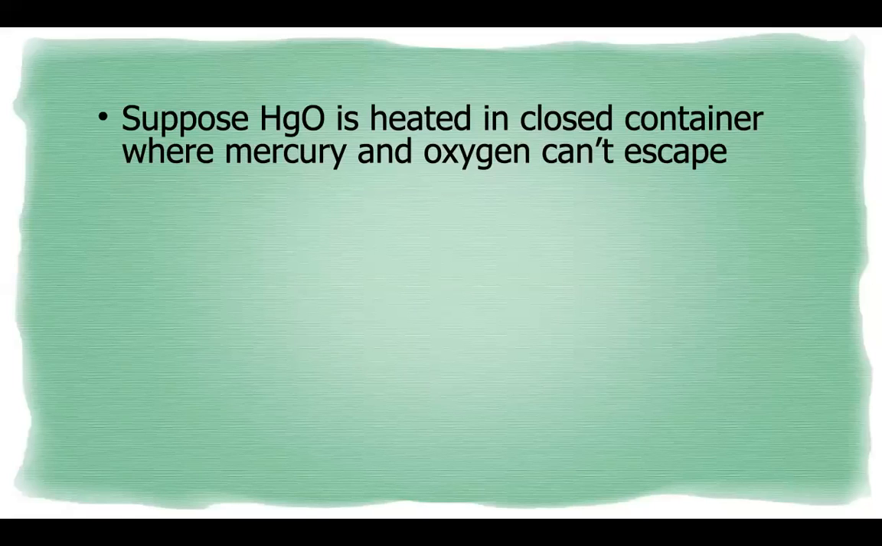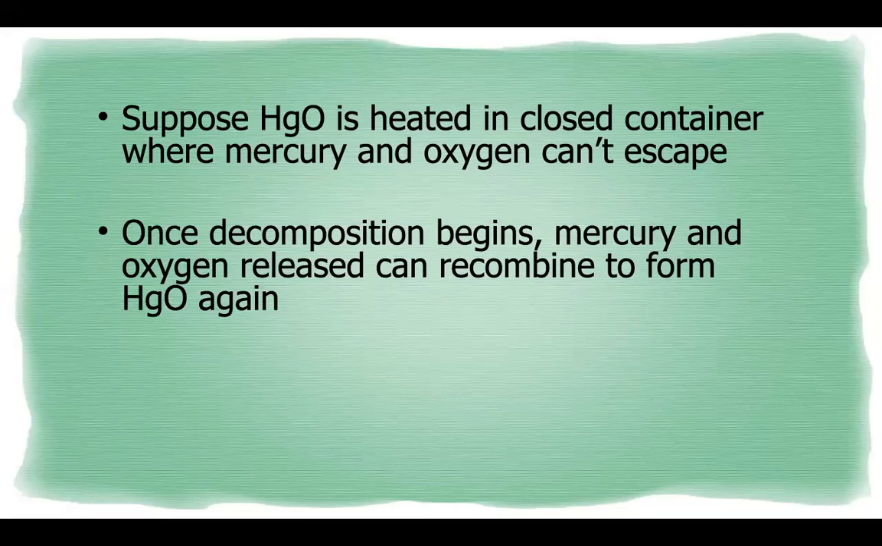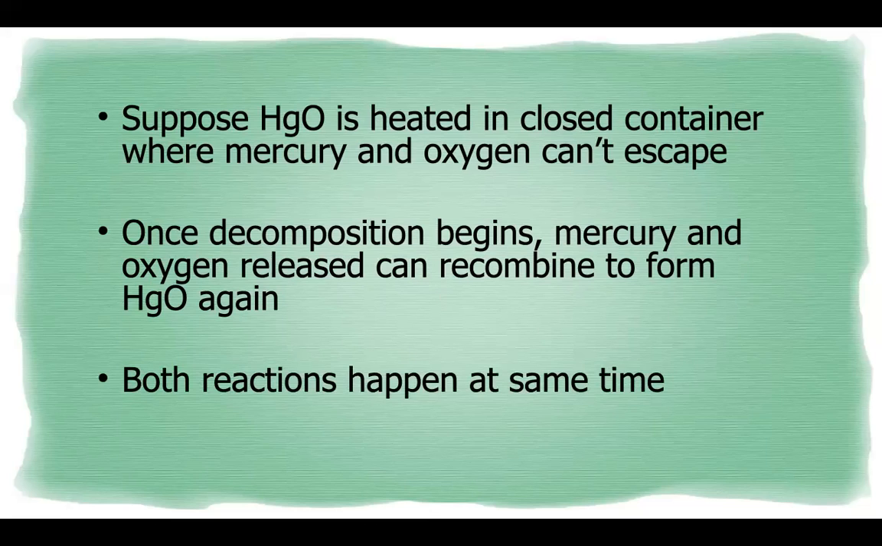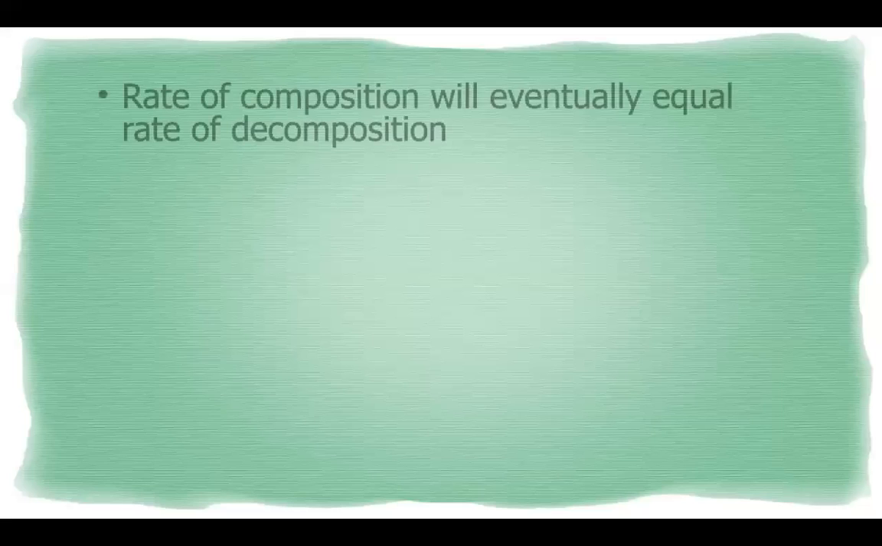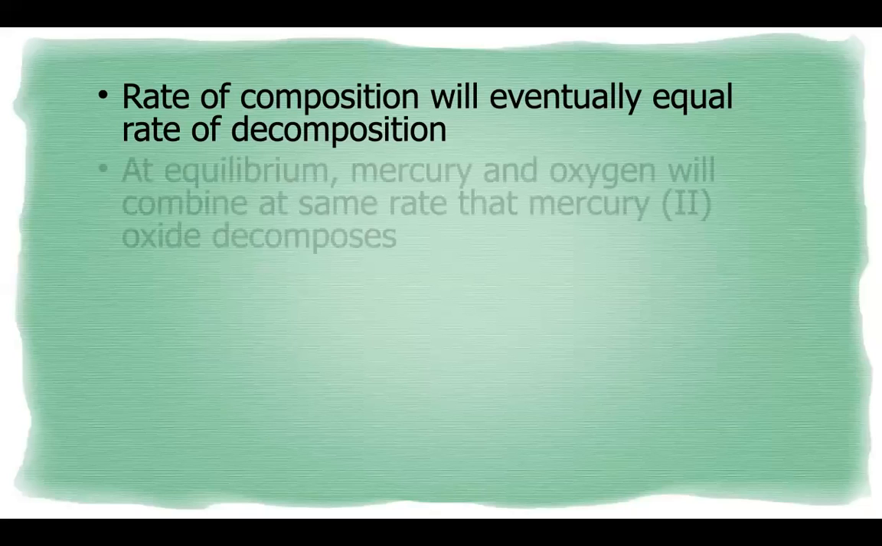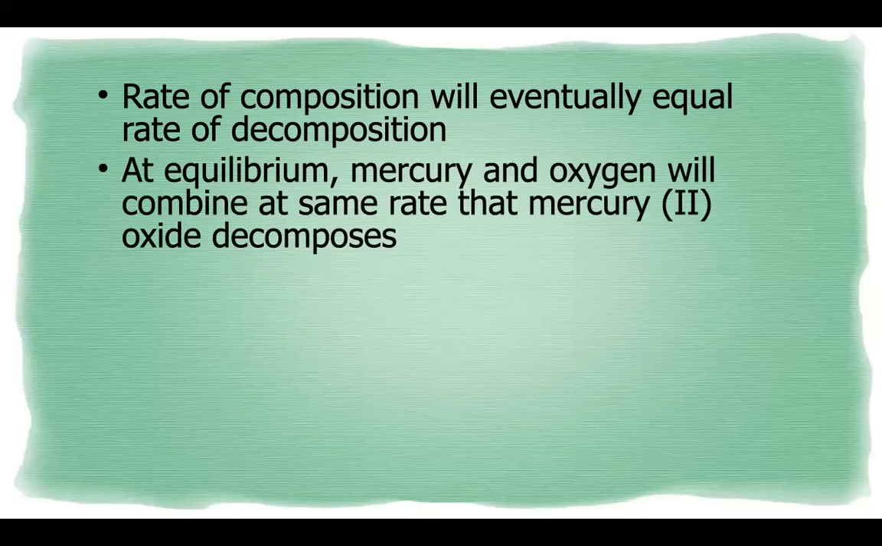Suppose we heat mercury oxide in a closed container so that the oxygen gas cannot escape. Once the decomposition begins, the mercury and oxygen that's released can recombine to form HgO again. So both reactions happen at the same time. The rate of combination, meaning mercury and oxygen combining to form mercury oxide, will eventually equal the rate of decomposition. This would be equilibrium. Mercury and oxygen will combine at the same rate that mercury(II) oxide decomposes.